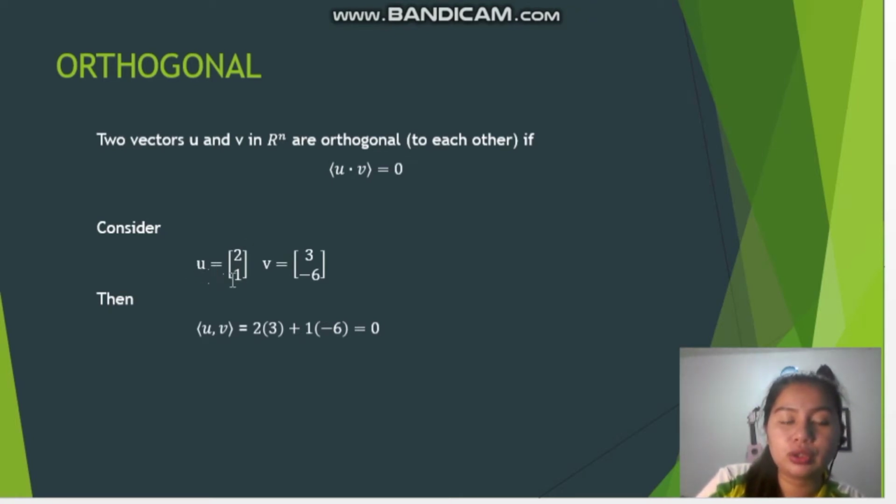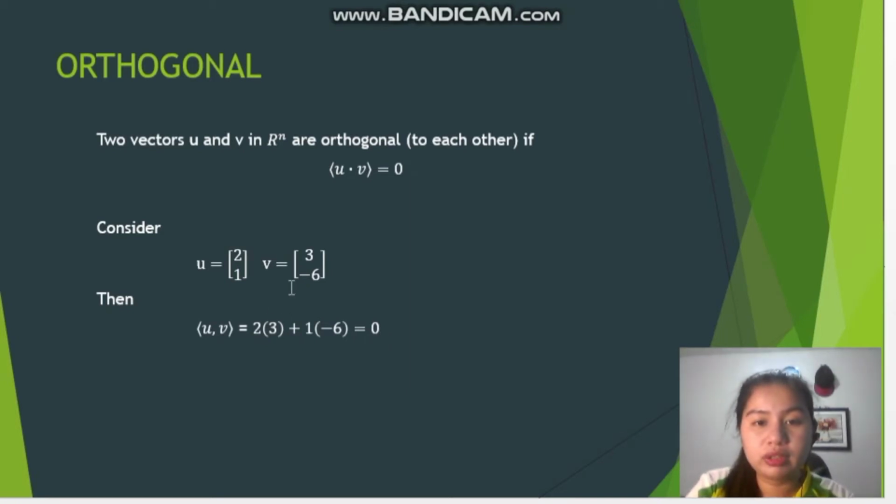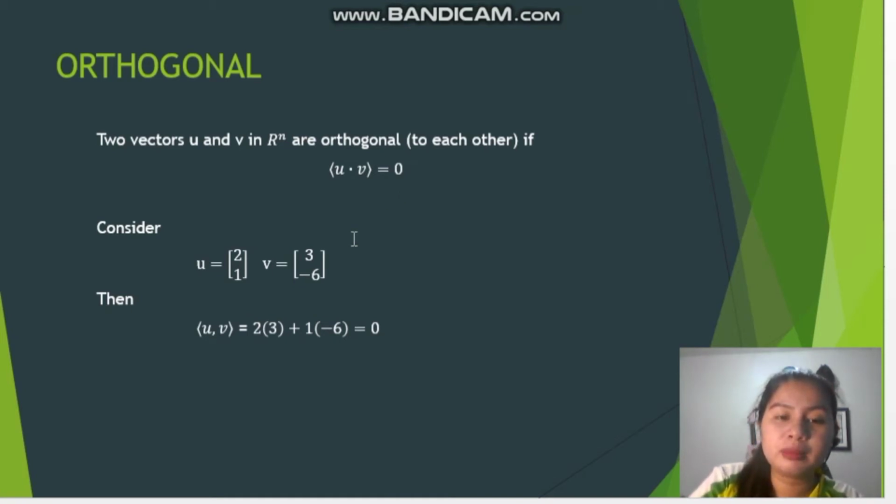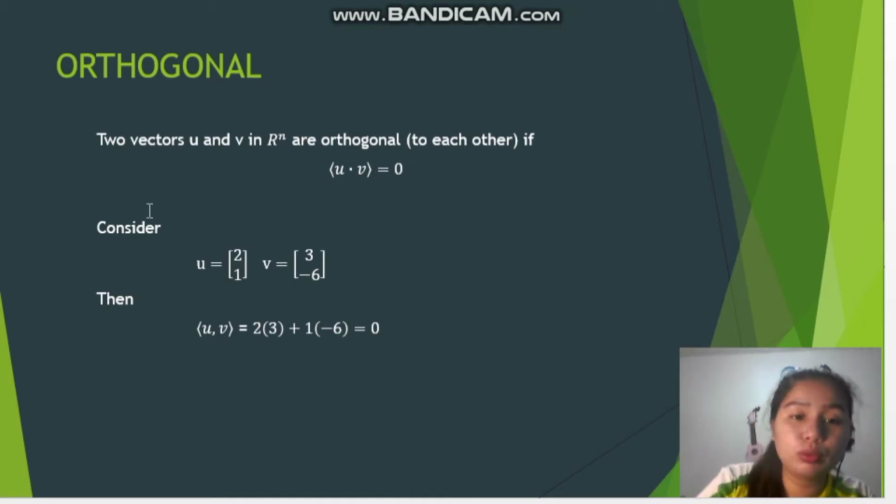So, for example, I have here a vector u which contains elements 2 and 1, and then we have vector v which contains elements 3 and negative 6. So, kapag kinuha natin yung inner product of u and v, which is 2 times 3 plus 1 times negative 6, ang makukuha natin ay 0. Therefore, u and v are orthogonal. It means their inner product is equal to 0.